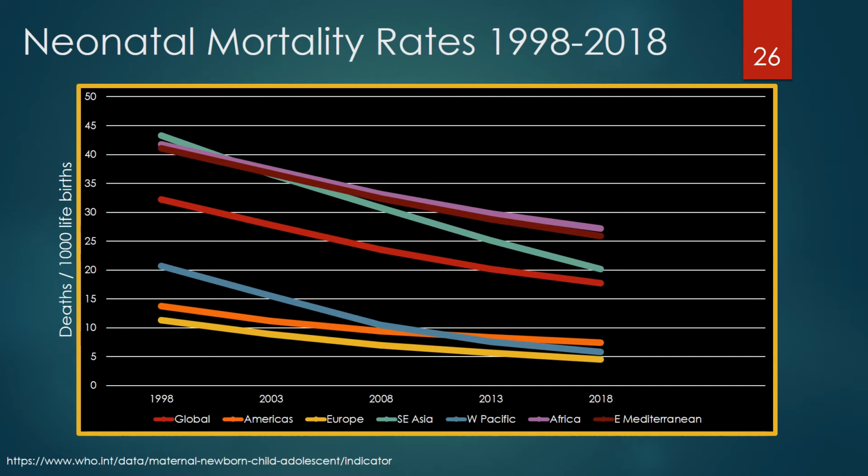This graph shows the trends in neonatal mortality rates from 1998 to 2018. Similar to the IMR, there have been declines noted in all regions globally. As with IMR, the Western Pacific region bypassed the Americas trend somewhere between 2008 and 2013. The slope of decline in Southeast Asia is fairly marked compared with other trend lines.